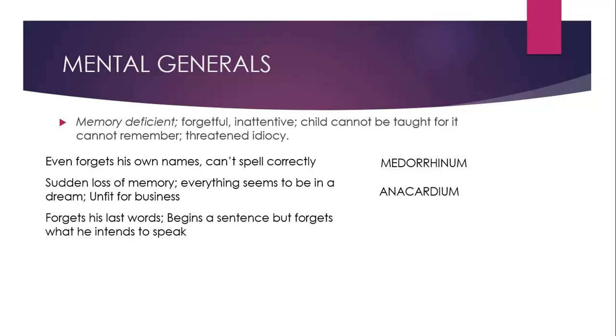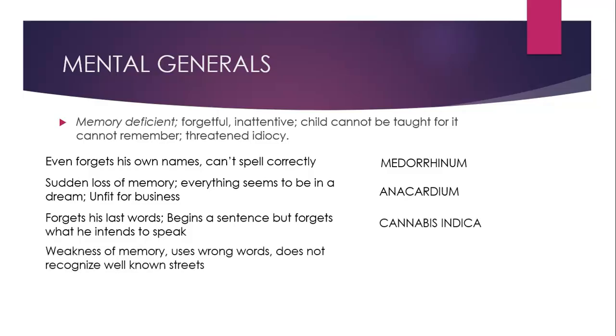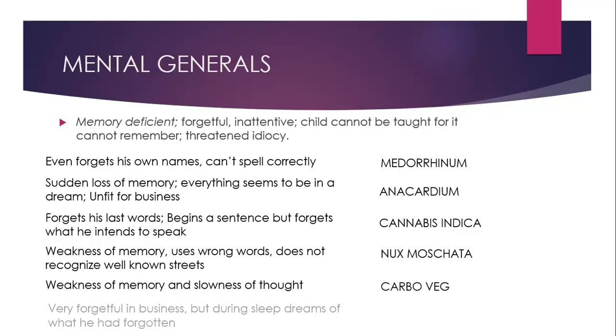So that is Cannabis indica. Okay. Weakness of memory, uses wrong words, does not recognize well-known streets. Very important question. This is your Nux moschata. Weakness of memory and slowness of thought. From keynotes, it is your Carbo veg. And the last very important symptom of Selenium, very forgetful in business.